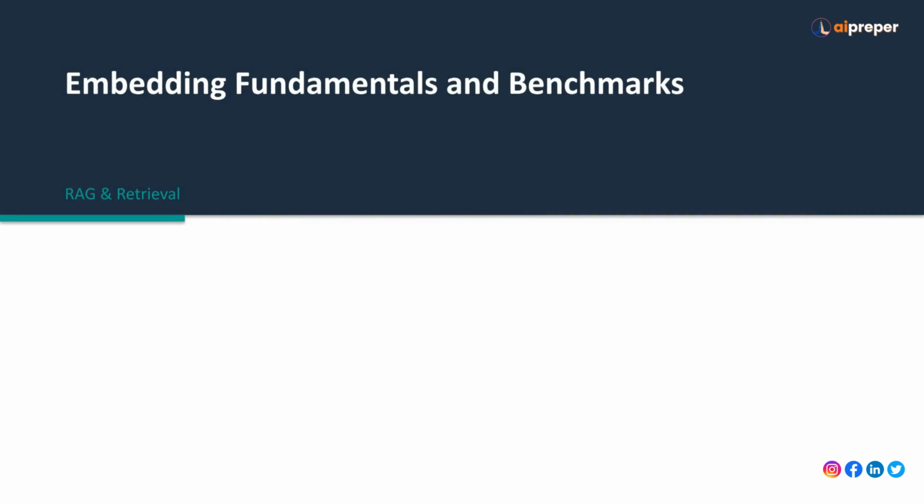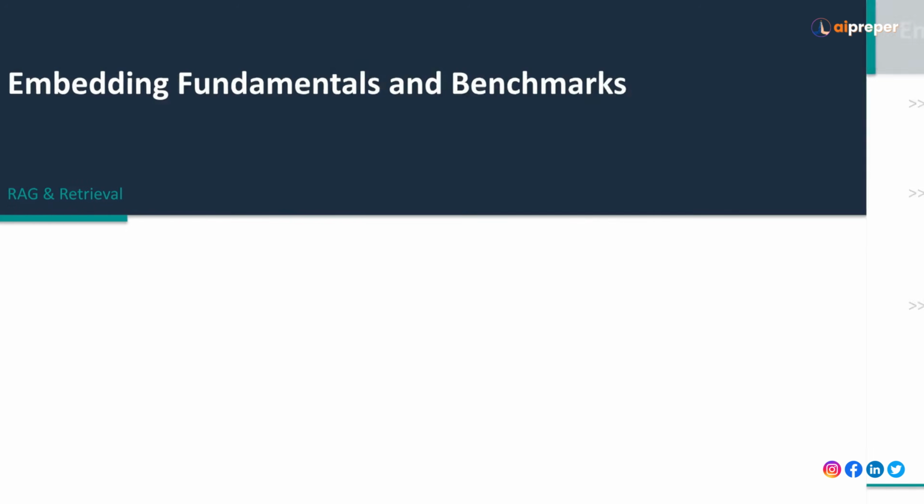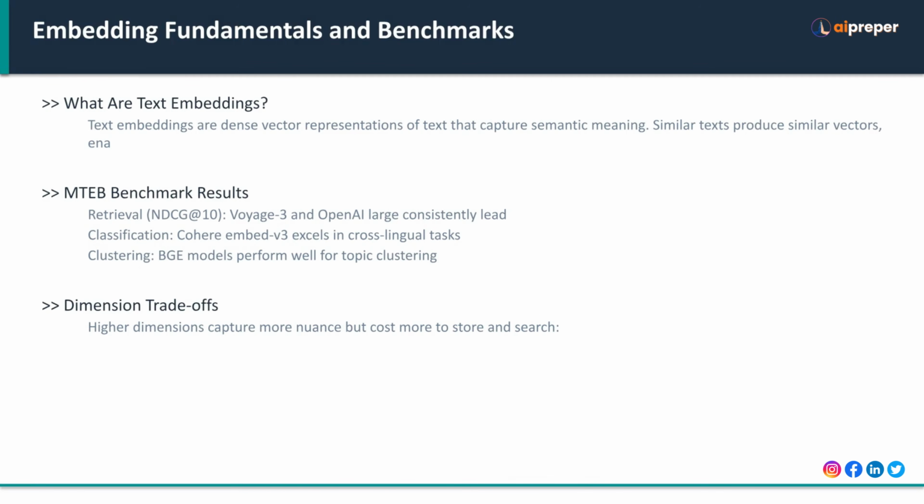Next, we'll dive into embedding fundamentals and benchmarks, providing the necessary context for model selection. Text embeddings are dense vector representations that capture semantic meaning. We'll examine MTEB benchmark results for retrieval, classification, and clustering, as well as the trade-offs associated with different embedding dimensions.